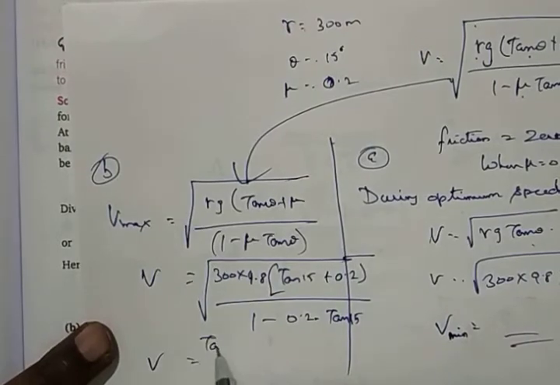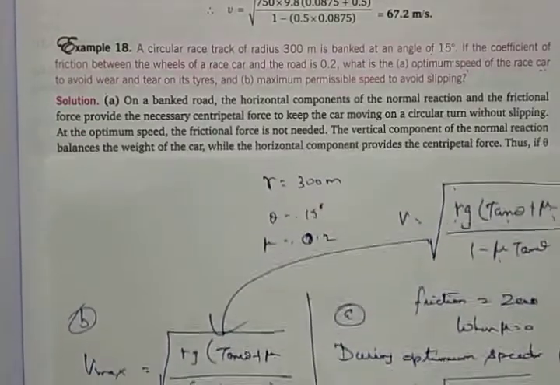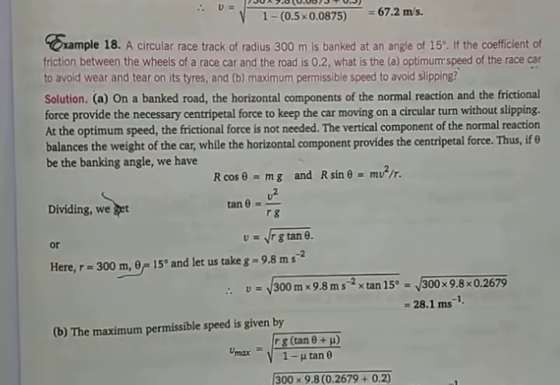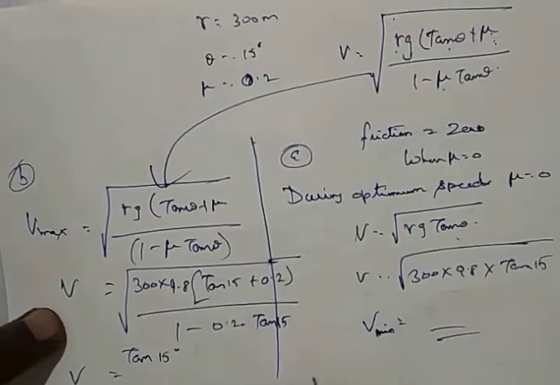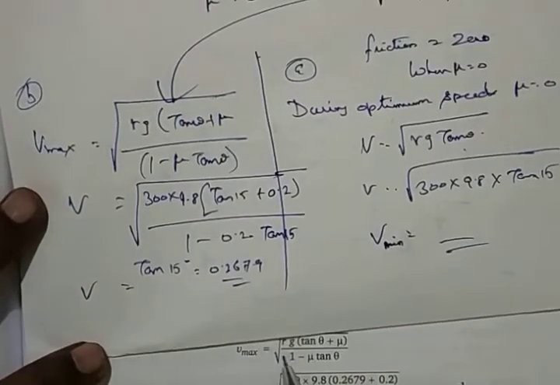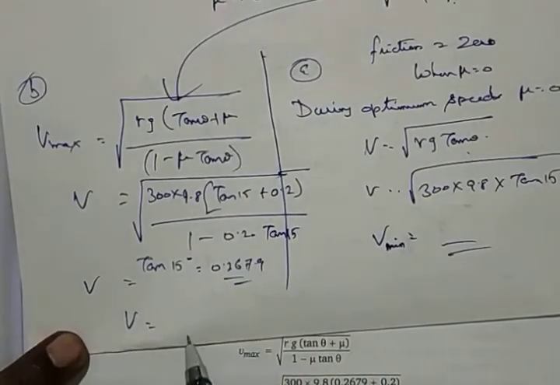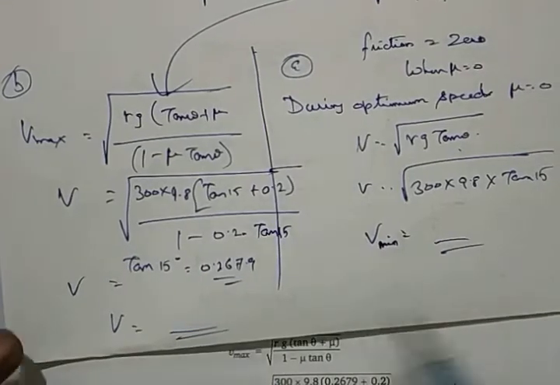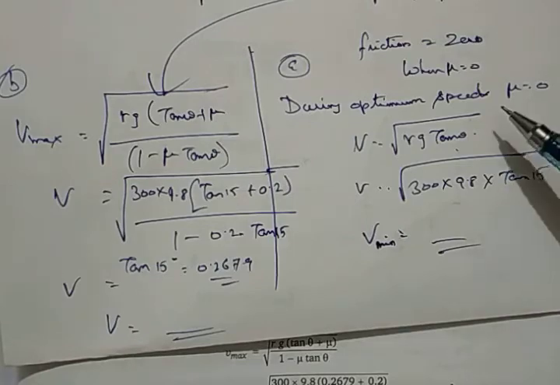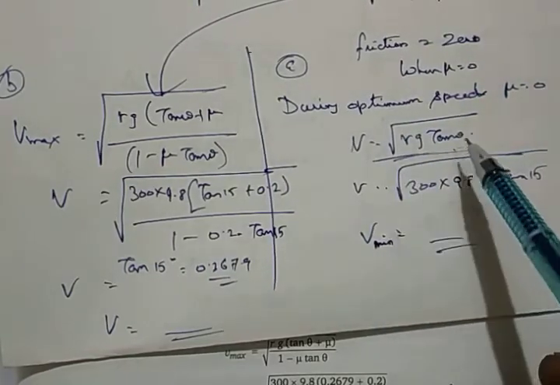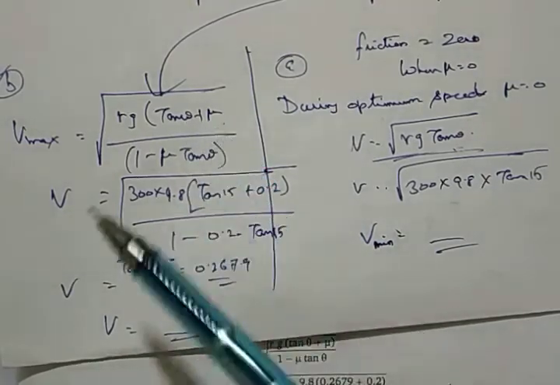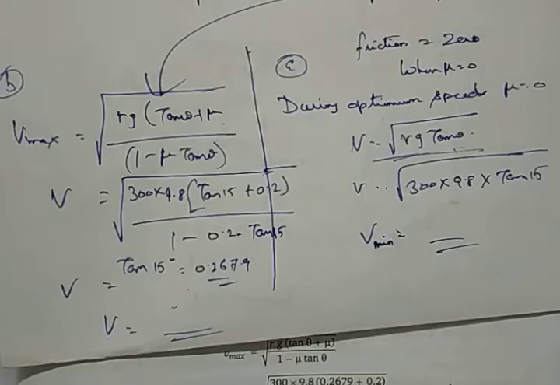What is tan 15? Tan 15 degrees, here it is given as 0.2679. So you put this value, you will get the final value here. So minimum and maximum value we will be able to get. I hope you got the idea. The idea is, if you don't want any kind of wear and tear, use this formula. If you want to go at a maximum speed, good speed, with thrill, you go with this one and wear the tires, no problem. Okay, now we'll go to the next question.